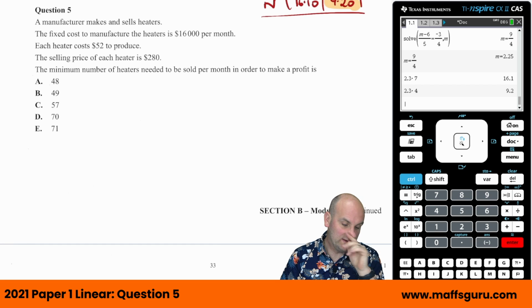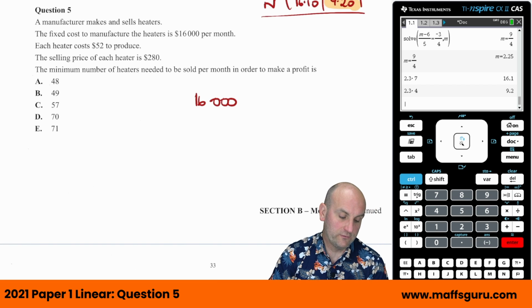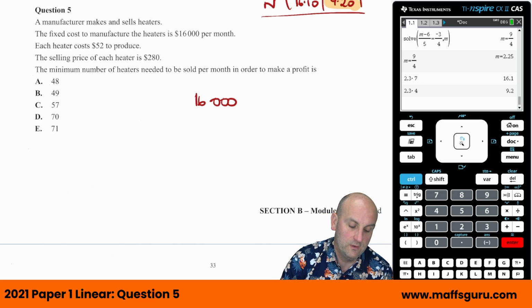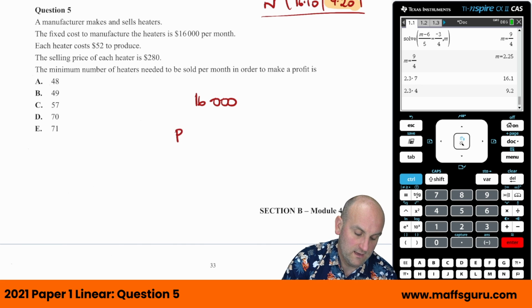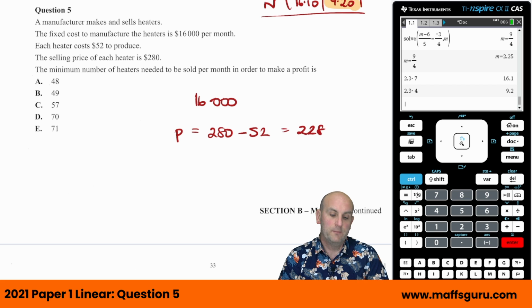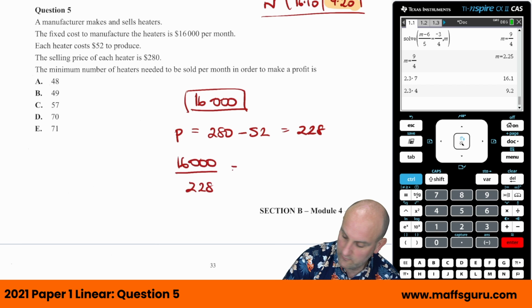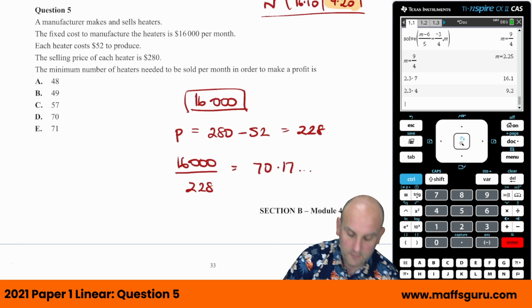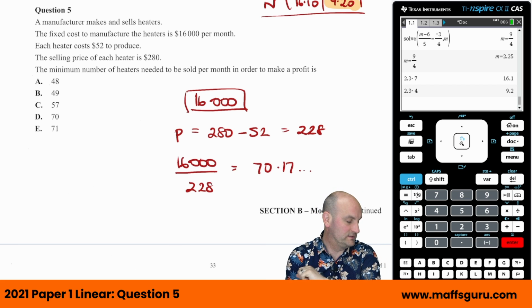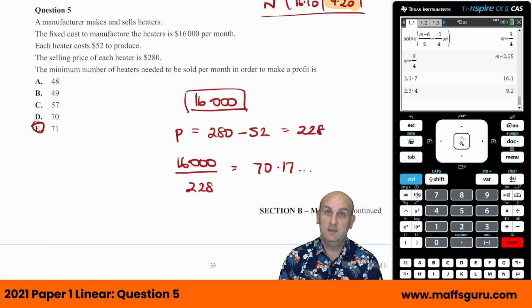A manufacturer makes and sells heaters. The fixed cost to manufacture the heaters is $16,000 per month. Each heater costs $52 to produce, and the selling price is $280. So the profit for one heater is going to be equal to $280 minus $52, which I think I wrote on my calculator as $228, right? So that's the profit. But obviously he's got this $16,000 he's got to pay for. So when I did 16,000 divided by 228, that gave me 70.17. Well, that's his break-even point. So his break-even point, he's got to sell 70.17 heaters. You're not going to sell 0.17 of a heater. So to make a profit, he's got to sell more than that. So I reckon the correct answer was 71 heaters.